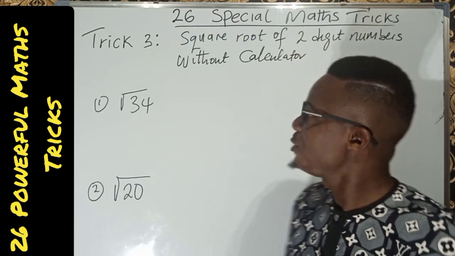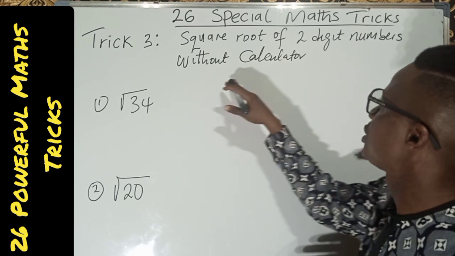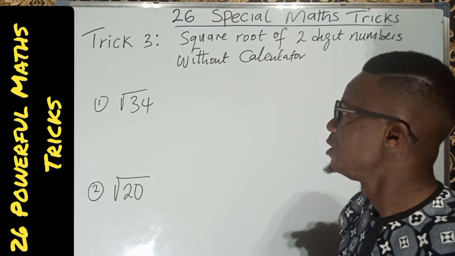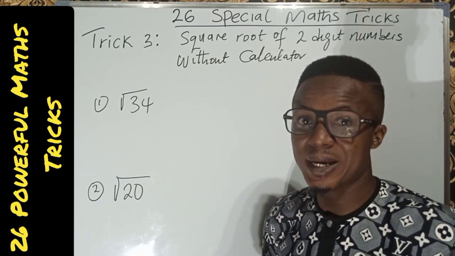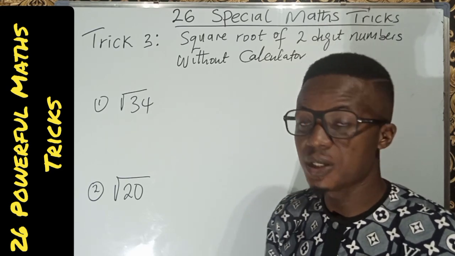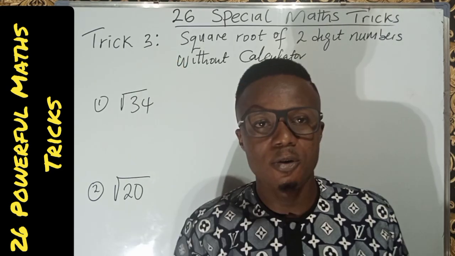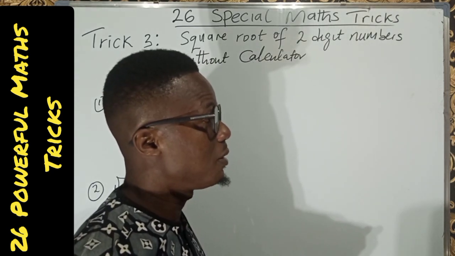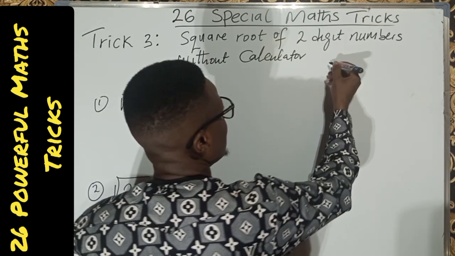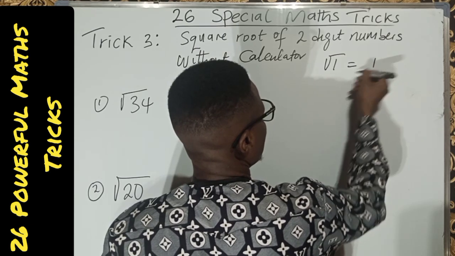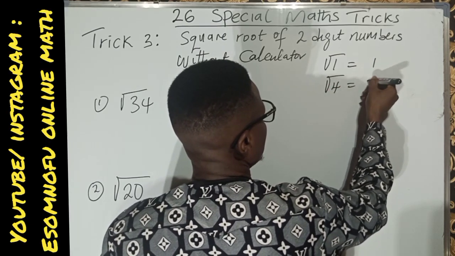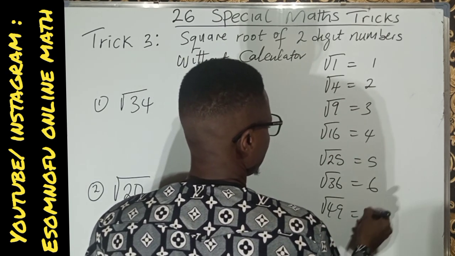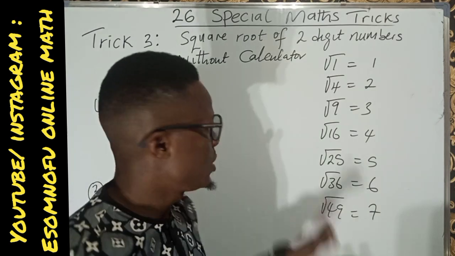Okay, in trick number 3, we want to get the square root of any 2-digit number without a calculator. Whether it is perfect or not, you can get it without actually using a calculator. These numbers are not perfect squares, so you can actually get their value without using a calculator. That is trick number 3. But before you do that, you must know the square roots of perfect squares, maybe from the first 10 perfect squares. The square root of 1 is 1, square root of 4 is 2, square root of 9 is 3. It continues, but these are the basics.